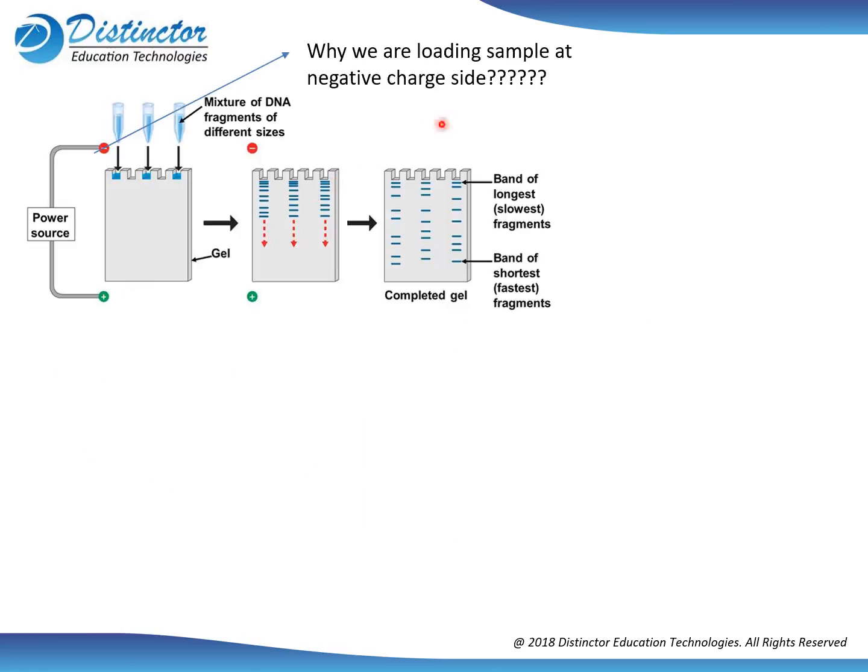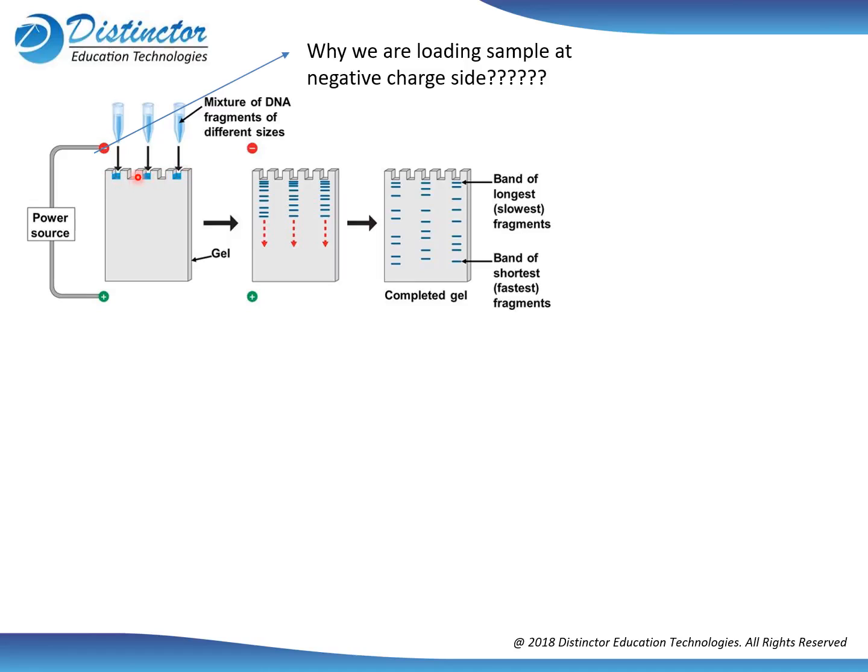The DNA should be loaded on the negatively charged side only. Why do we need to load the DNA on the negatively charged side? Because DNA is a negatively charged molecule. That is why we load the DNA in the wells on the negative side. A well is nothing but the place where the DNA is loaded. So we load the sample in the wells.